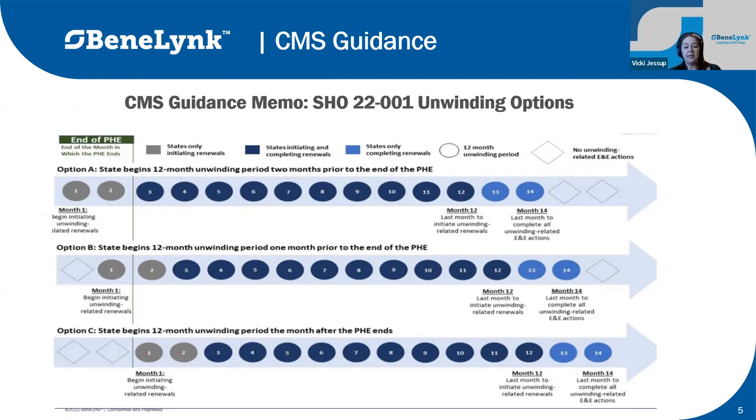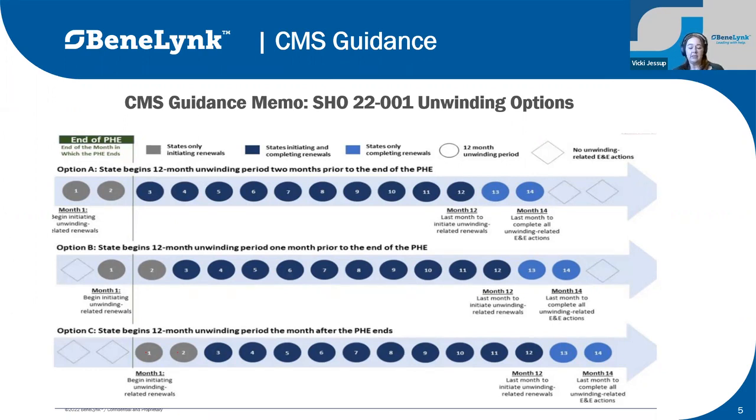But back to this slide in particular, in March of 2022, CMS did issue guidance to states, and they gave them 3 options for starting their unwinding period. So option A, states can start it basically as soon as they get notice. With option B, they can start at the month that the PHE ends. And then with option C, they would be starting the month after the PHE ends.